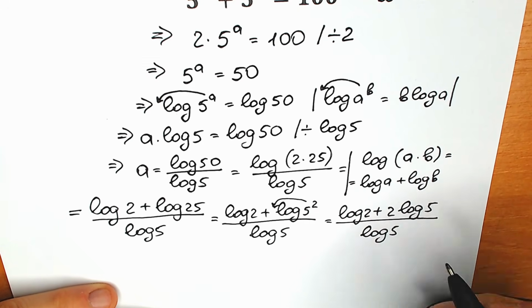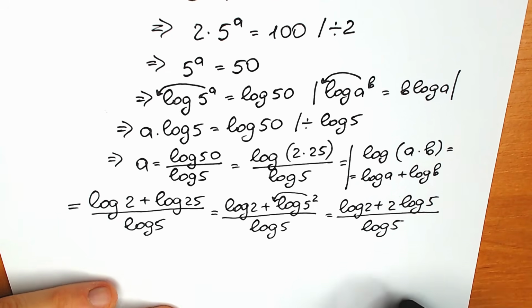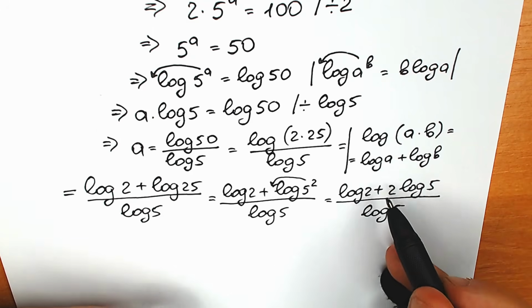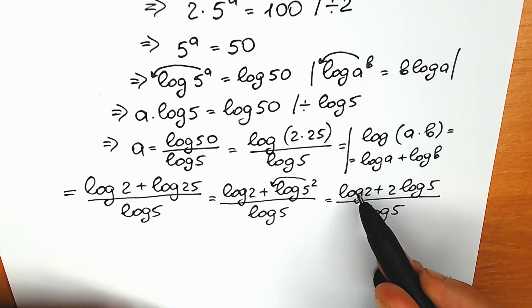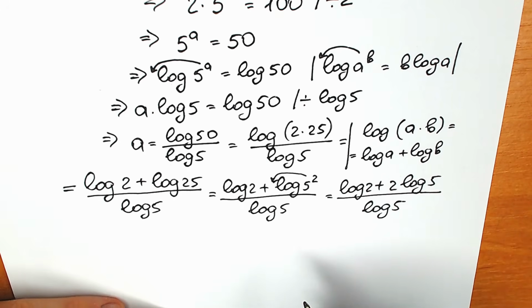And right now, the final tricky move: we're going to divide our numerator by this log 5, but not the whole numerator, only by parts. Log 2 by log 5 and this expression by log 5. We can easily do that.